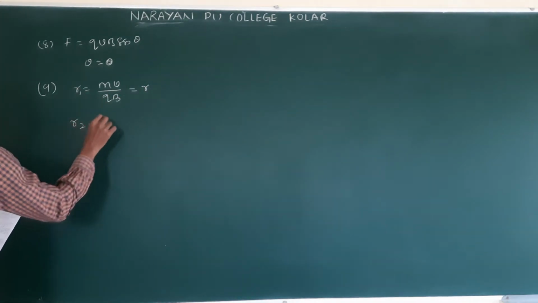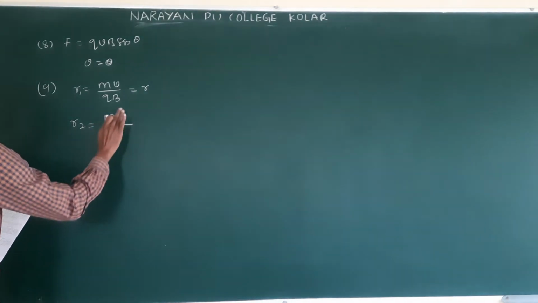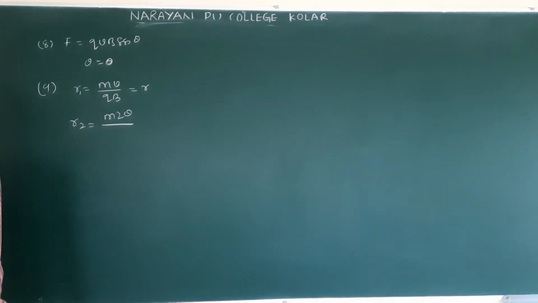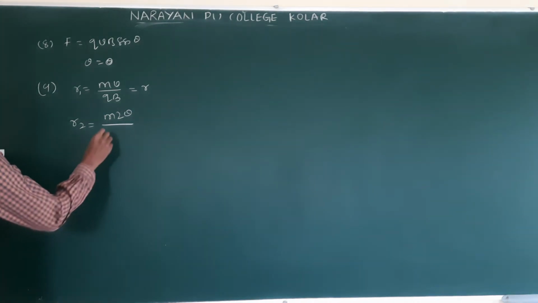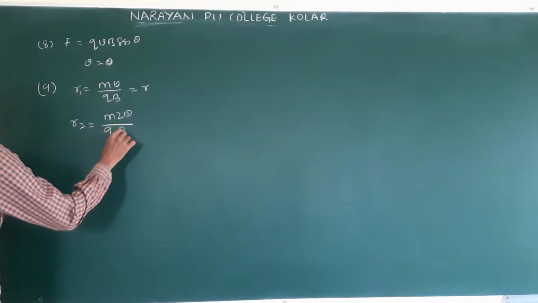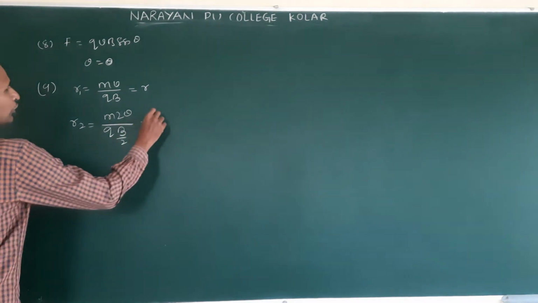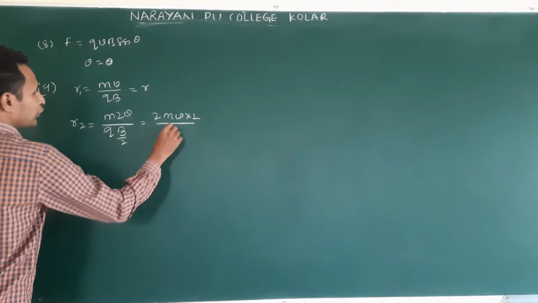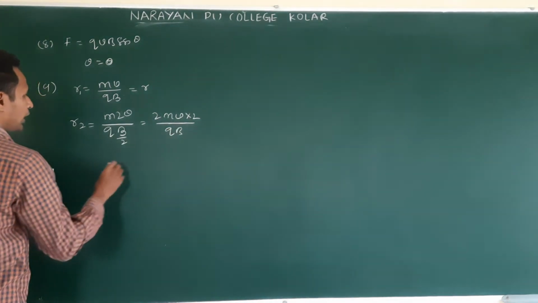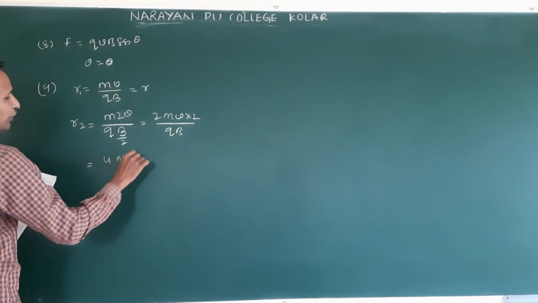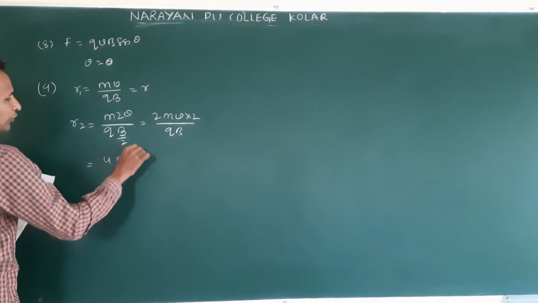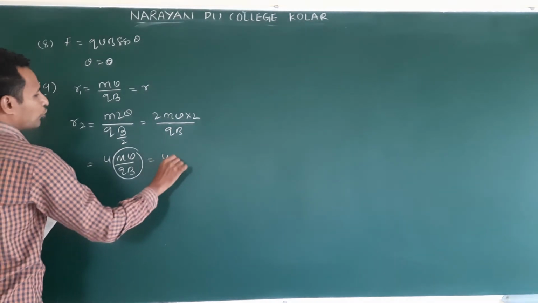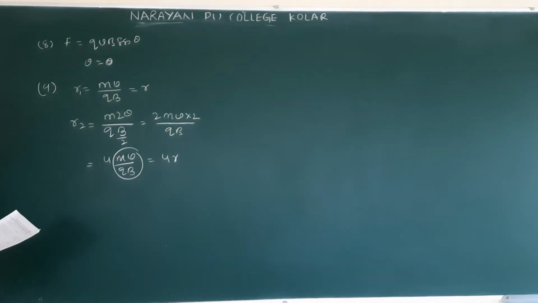Second case, let us say this is R1, take it as R. Next R2, mv by qB. What did they change? In the second case, velocity is doubled, 2v. Next, magnetic field is halved. Charge remains the same. So this will become 2mv by qB into 2, because this 2 goes up. Then this is 4mv by qB. What is this mv by qB? R1. So this is 4R. So option 4 is correct.